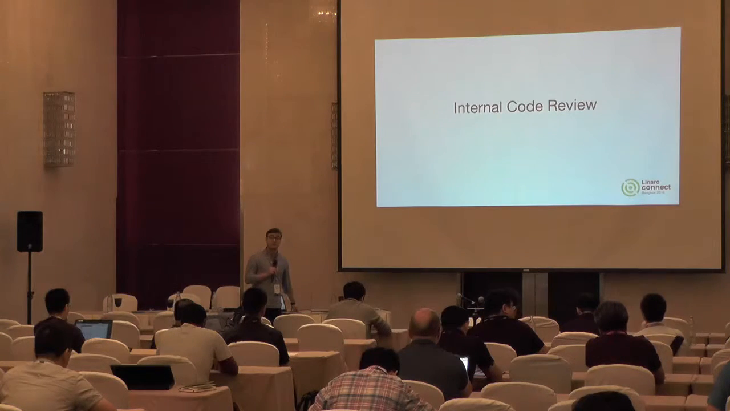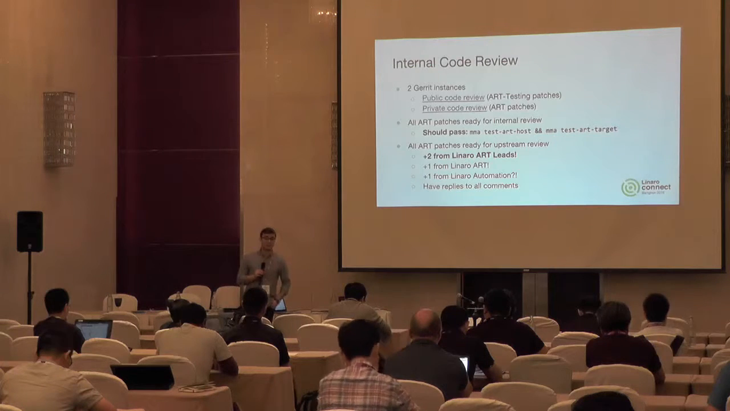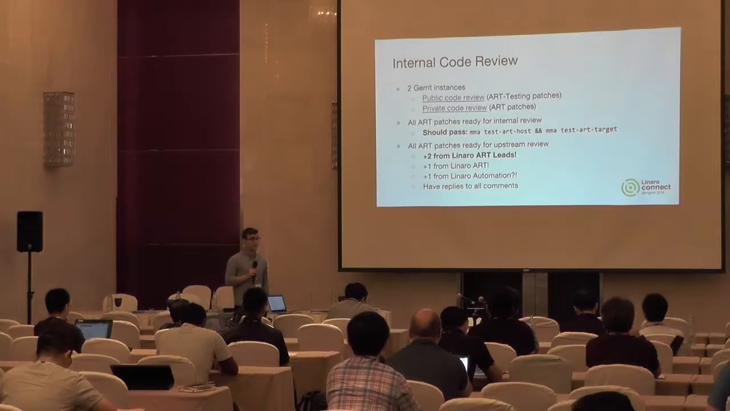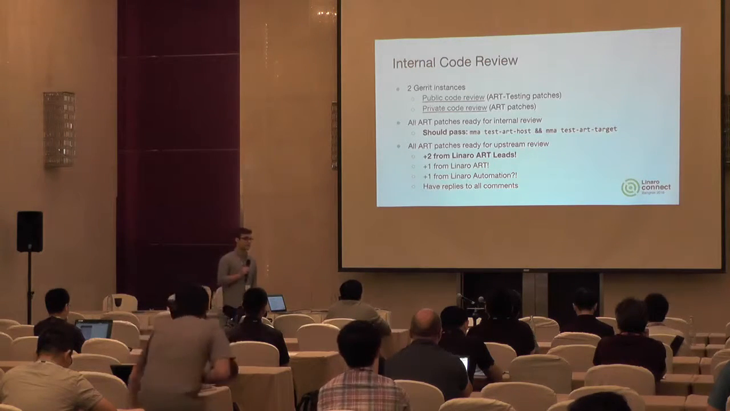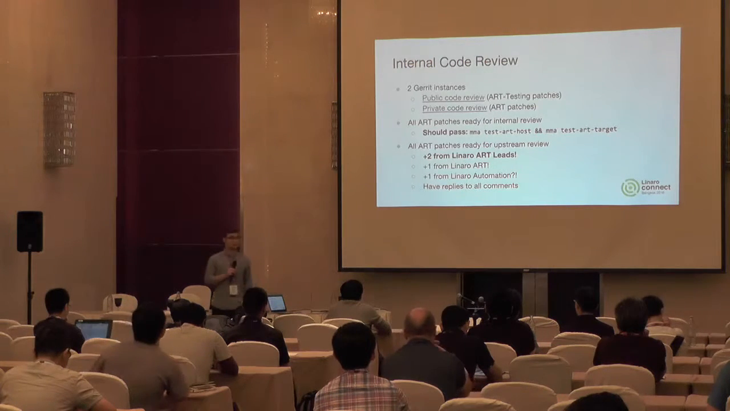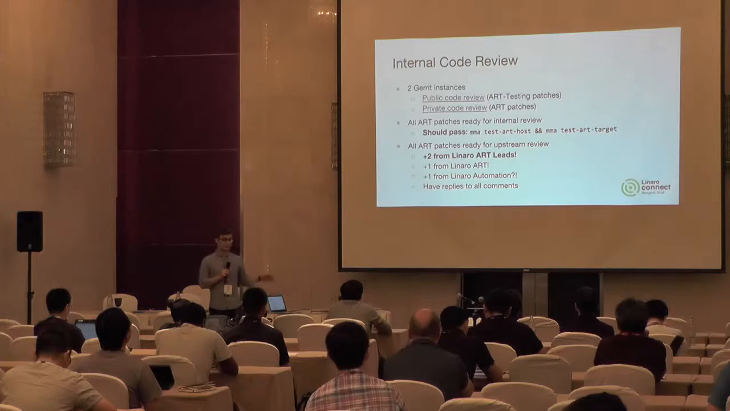So we move on to the internal code review. For this, we use Gerrit. As a matter of fact, we use 2 instances of Gerrit. We use a public one for our benchmarks. So the benchmarks are publicly accessible. You can take a look at our code reviews. You can probably even download the code base. And we use the private code review for all the ART patches. So all the ART patches, either for stable or for tip, are reviewed in the private Gerrit.